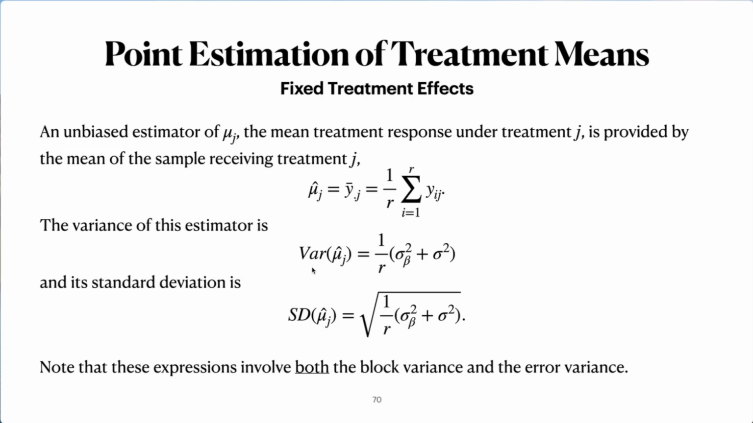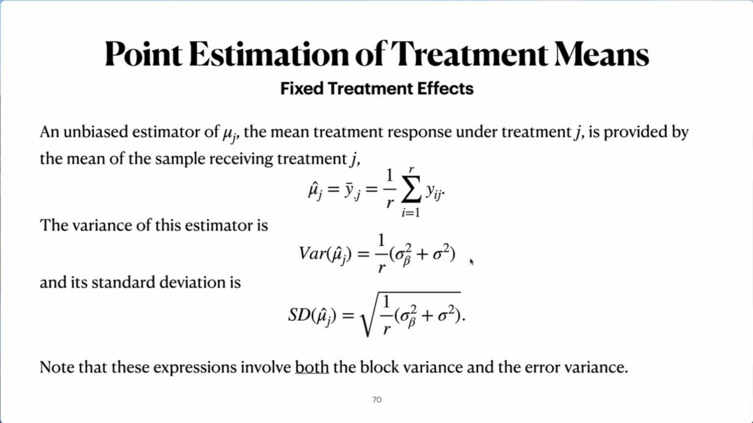The variance of mu hat sub j can be shown to be 1 over r times the variance of the blocking effect plus sigma squared, which is the variance of the error term. That is the actual variance of mu hat sub j.